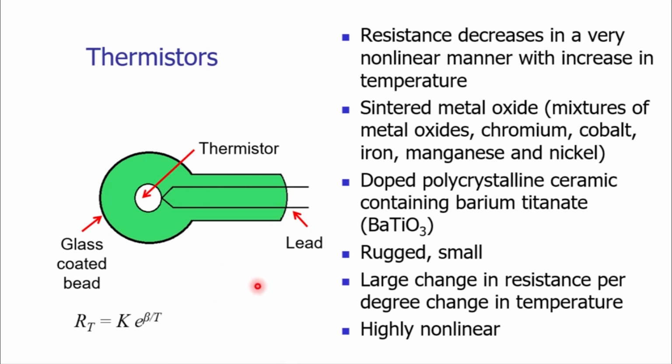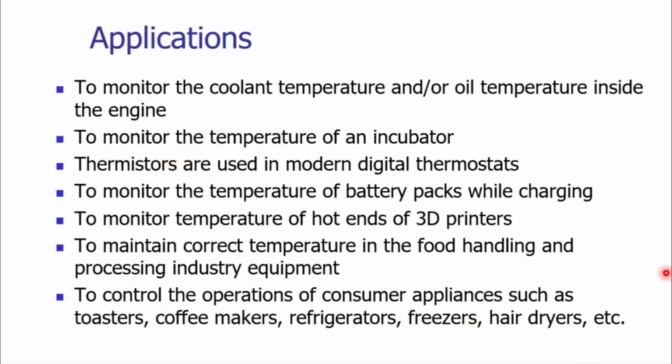These thermistors are small, they are rugged, and they are very useful for harsh environments. But the problem with this type of sensor is that they are highly non-linear in behavior, highly non-linear in response. Therefore, such sensors can be utilized when we don't need high precision in the measurement, or when we want to have a gross idea about the status of the system.